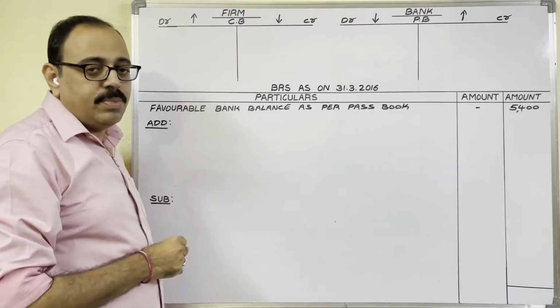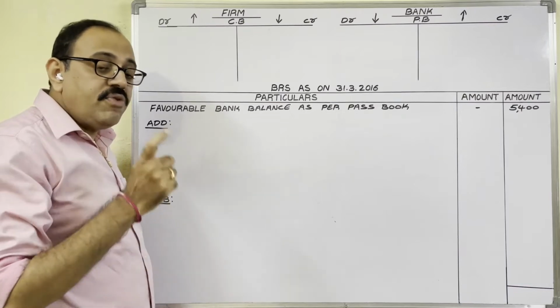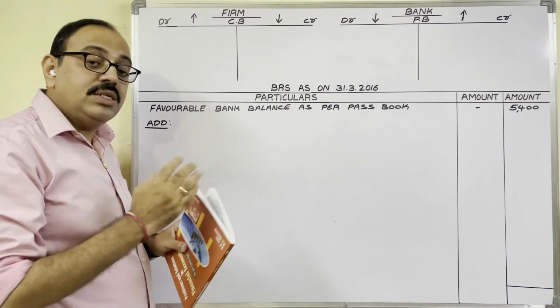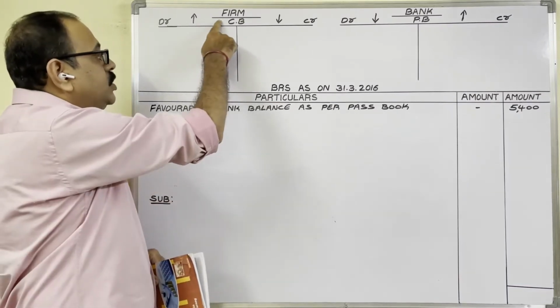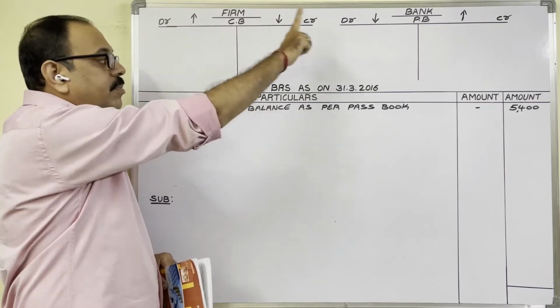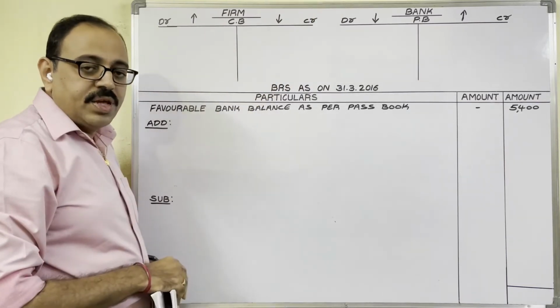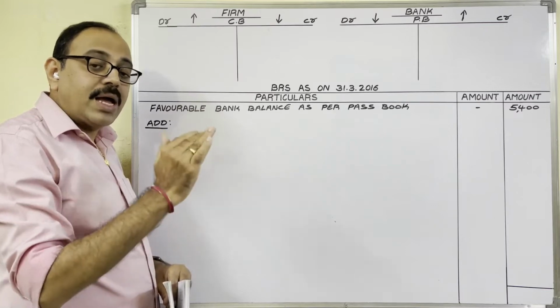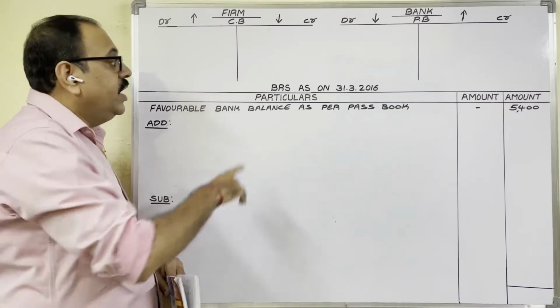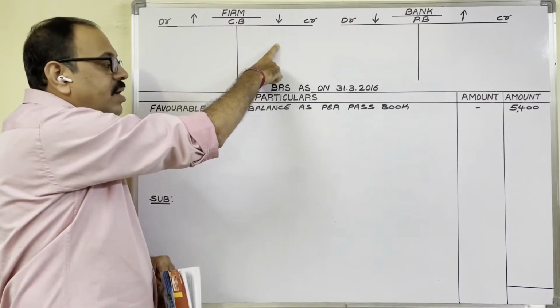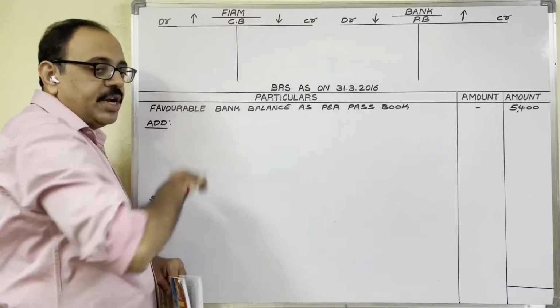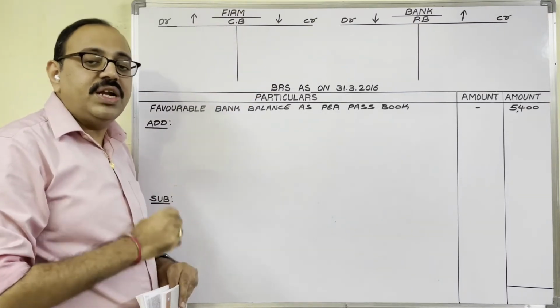In case of favorable bank balance, because of a transaction, if a bank balance is increasing, in cash book it will be debited and in passbook it will be credited. Because of a transaction, if bank balance is decreasing, in cash book it will be credited and in passbook it will be debited. Let us see the first reason for disagreement.